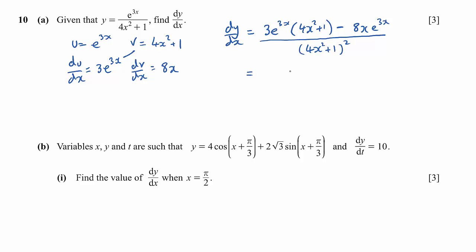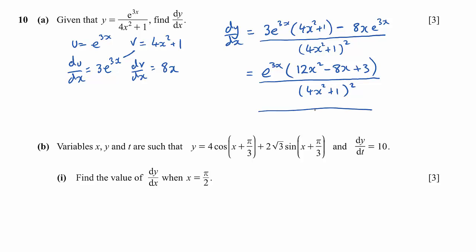I don't know how much tidying we'd be expected to do here. What I might do is just take out a common factor of e to the 3x on the top, and then what would I have? I would have 12x squared minus 8x plus 3, all over 4x squared plus 1 squared. So that would probably do it.